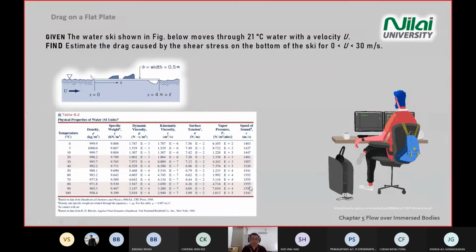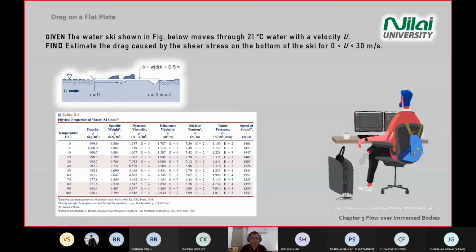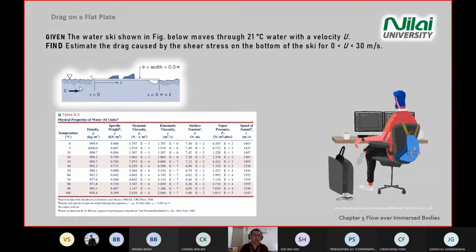Let's look at one example on application. This is tutorial number 21. You're given a water ski on top of the water surface, and the velocity is from left to right, or you can say the object is moving towards the left. There are two ways you discuss motion: one is the object stationary and the reference moving. So it depends on the perspective.